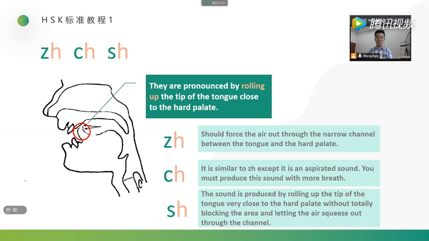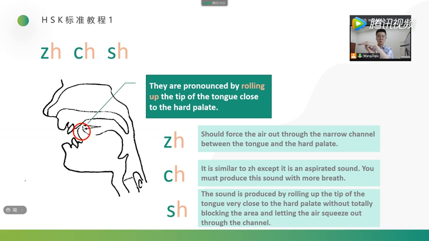I will read them once again. Listen. Zh. When we pronounce zh, the tip of your tongue blocks the airflow, and you should force the air out through the narrow channel between the tongue and the hard palate. Zh.